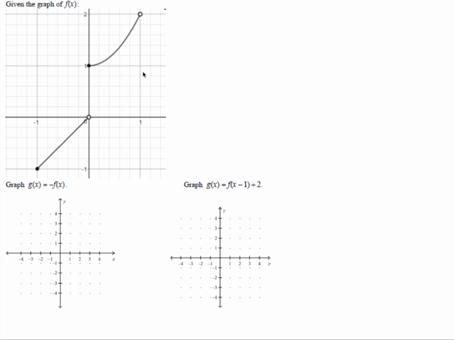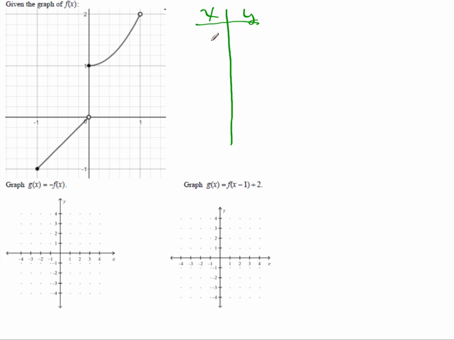Now suppose I have this graph, f, and I want to manipulate it. Say I want to do this reflection here. What I'm going to recommend you do to start with is make a chart of the key points. All right, so in this case, what are my key points? Well, my endpoints, of course.